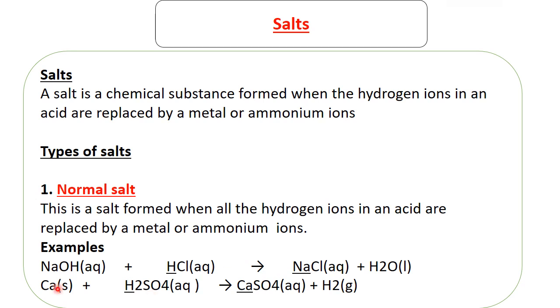Another example is the reaction between the metal calcium and sulfuric acid. In this reaction, the hydrogen in the sulfuric acid is replaced by calcium. So we have calcium sulfate. This is a salt because the hydrogen ions have been replaced by a metal.